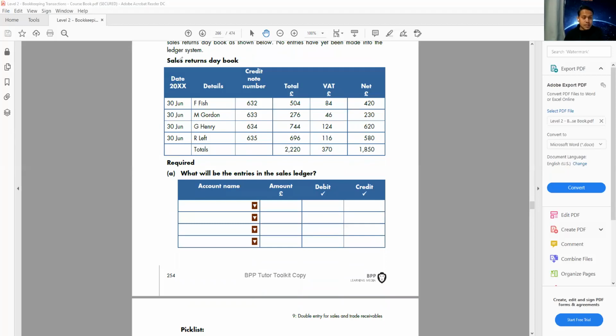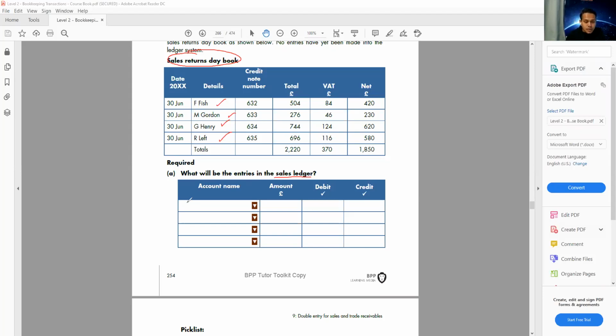So this is the sales return day book, and all the people we have here, F. Fish, M. Gordon, G. Henry, and R. Left, all of these people, they were my credit customers, but they are now returning to me. That's why I'm going to record on the sales return day book. And I'm talking about the sales ledger, so I'm going to write every single one name separately. Sales ledger means the individual transaction, individual customer.